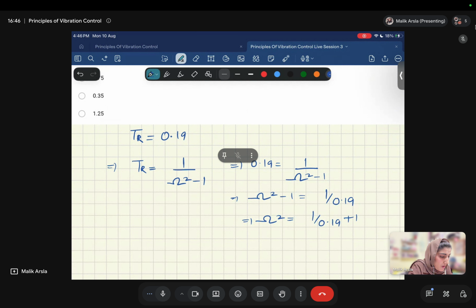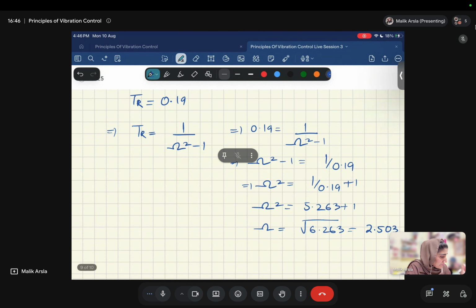Let me do this quickly. Okay, so omega square is equal to 5.263 plus 1. So omega is equal to under root of 6.263, which is coming out to be 2.503. Okay, so this is our omega.